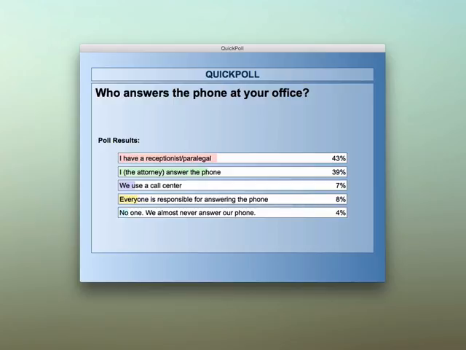Okay, so the results are 43% have a receptionist or a paralegal to answer the phone. 39%, the attorney himself or herself answers the phone. And then a much smaller percentage, so 7% uses a call center, 8% everyone's responsible for answering their own phone, and then 4% barely answer their phone. So no one returns the calls. So is that about what you were expecting, Stephen, or does that come as a surprise to you?